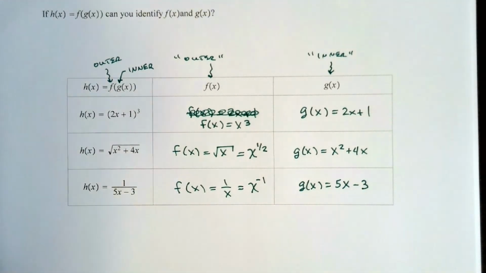Okay. But this is a skill that you will need to develop and work on, especially in calculus. In calculus we learn about something called the derivative, and one of the rules for finding the derivative involves finding the derivative of a composition of functions. It's called the chain rule. And so it's a good idea to be able to identify both the inner and outer function.